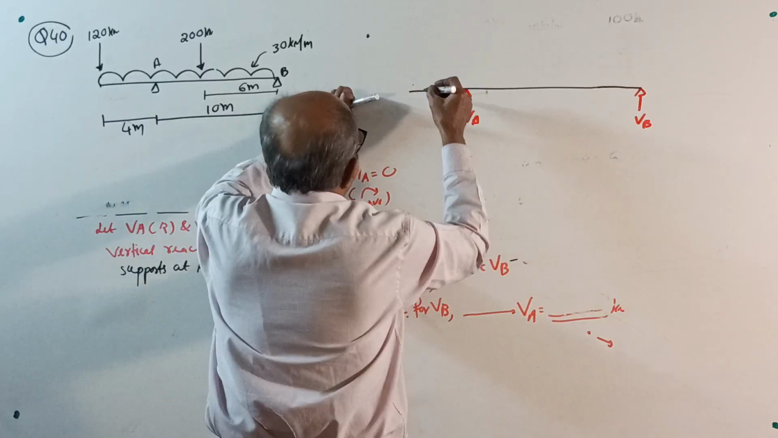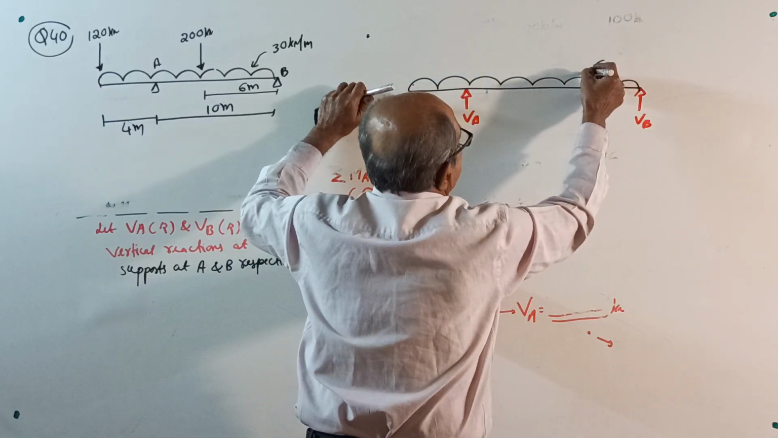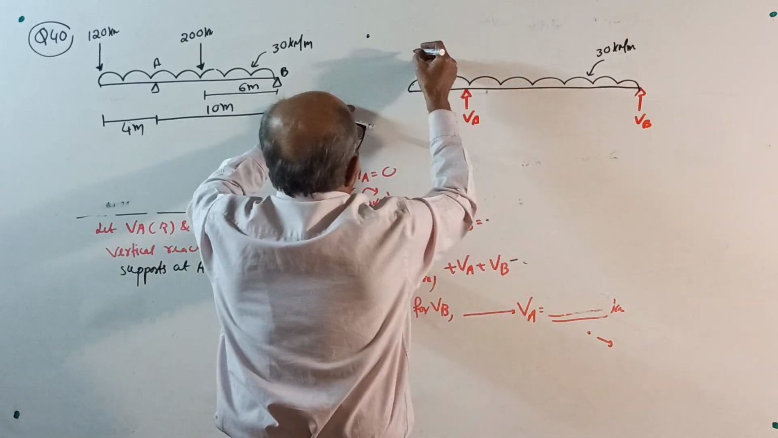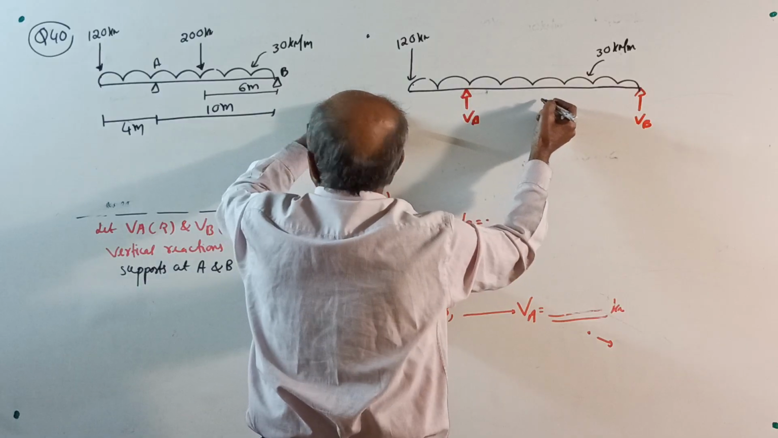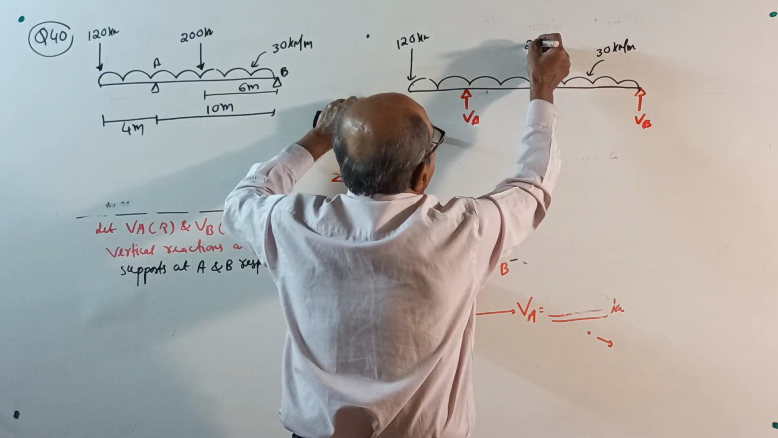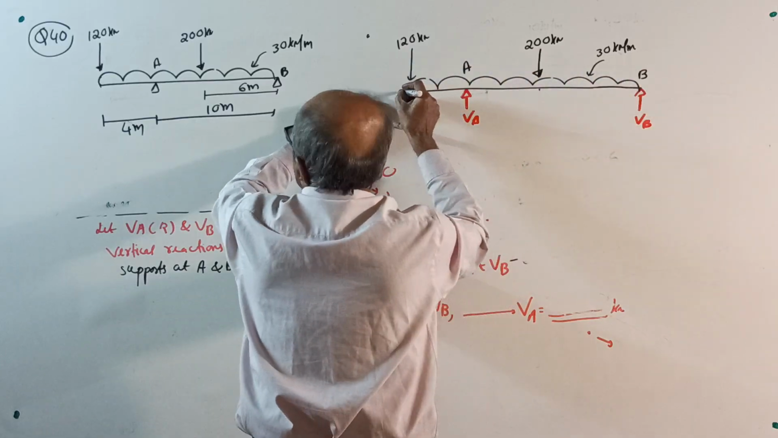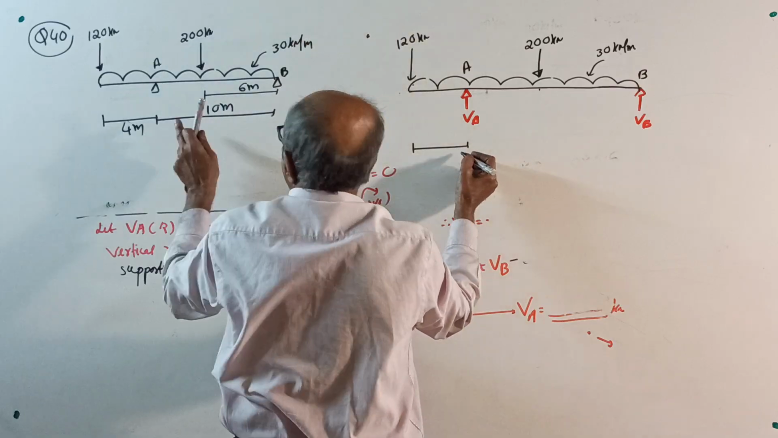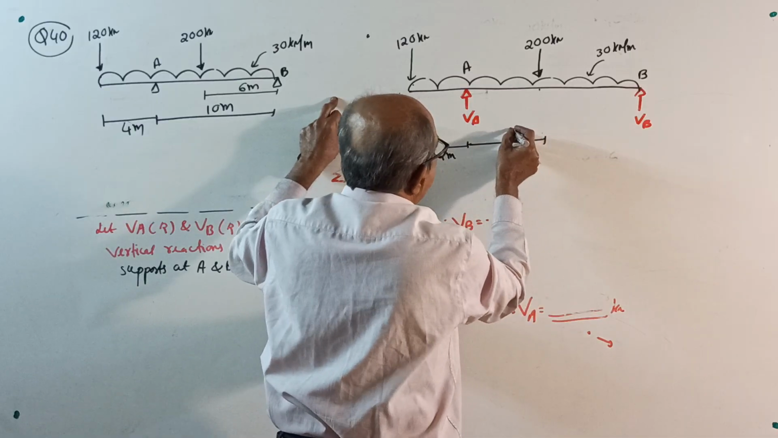VB, then UDL for the entire length, 30 kilonewton per meter. One point load of 120 kilonewton here, and one more point load of 200 kilonewton at 6 meter. This I will call point A and B; supports I always call A, B. This point is not required. See here, this is 4 meter. From here to this distance, this is 6 meter.